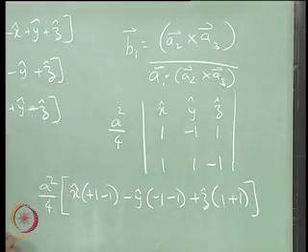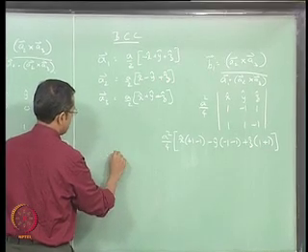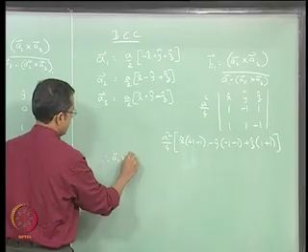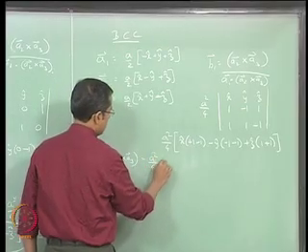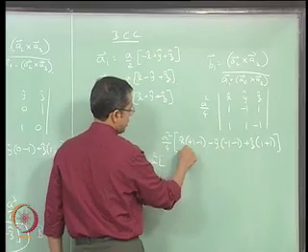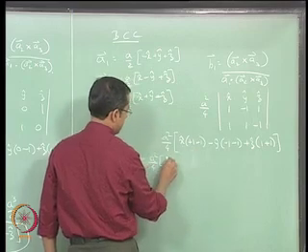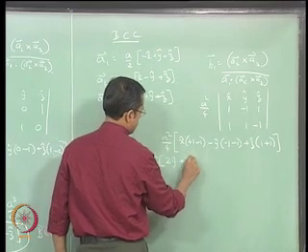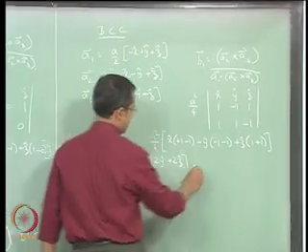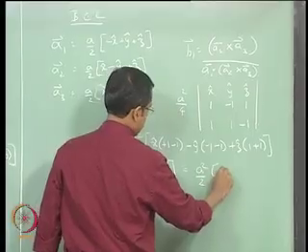So this is therefore a2 cross a3 equals a square by 4, this becomes 0, so this term goes away, this becomes minus 2 times minus 1 becomes plus 2, 2y plus 2z. So it is basically a square by 2 into (y plus z).